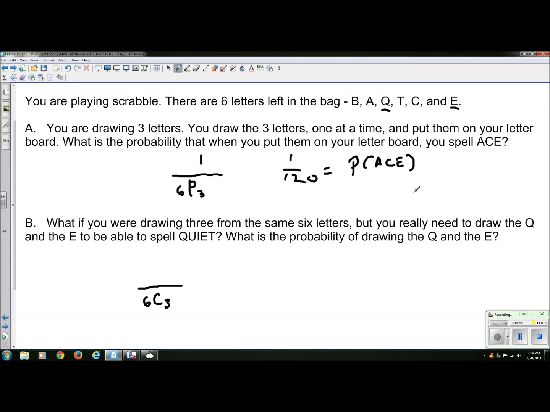What are the other possibilities? Well, we have one more slot to fill, and we have 4 choices to make. That's really 4 choose 1. What does this give us? Well, 4 choose 1 is 4. And 6 choose 3, if you put it in your calculator, is 20. So that's approximately a 1 in 5 chance of getting the Q and the E.